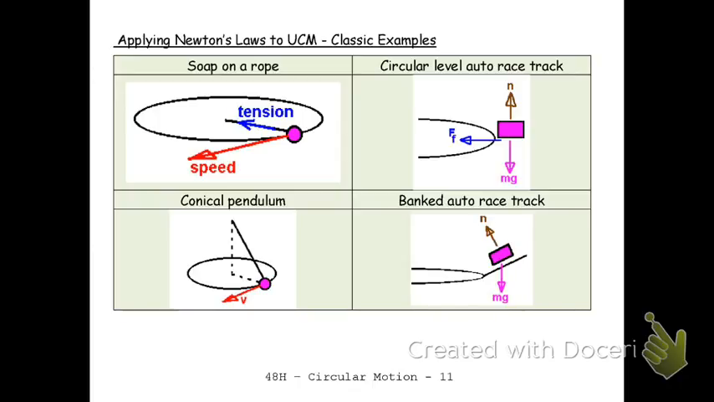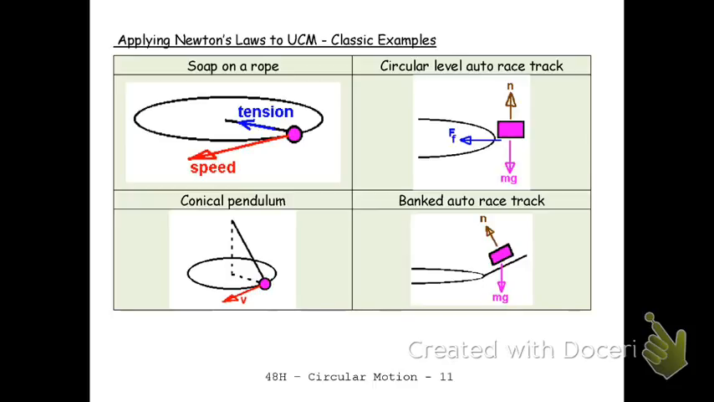There's a conical pendulum. The soap on a rope is like you're swinging something and it's flat. The circle is flat. You can do it vertically. You can do it horizontally. From an analysis point of view, the horizontal is simpler, although it's harder to achieve.